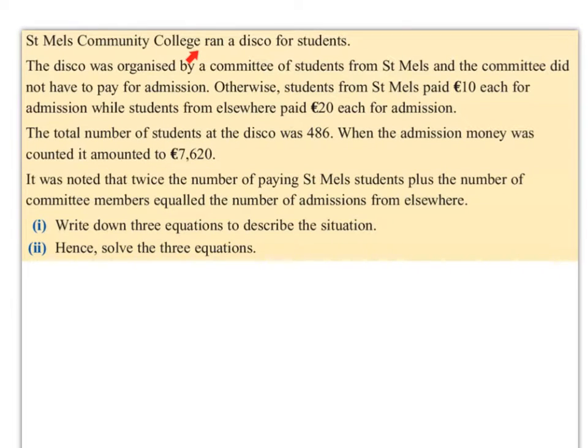St. Mel's Community College ran a disco for students. The disco was organised by a committee of students from St. Mel's, and the committee did not have to pay for admission. Otherwise, students from St. Mel's paid €10 each for admission, while students from elsewhere paid €20 each for admission. The total number of students at the disco was 486. When the admission money was counted, it amounted to €7,620.